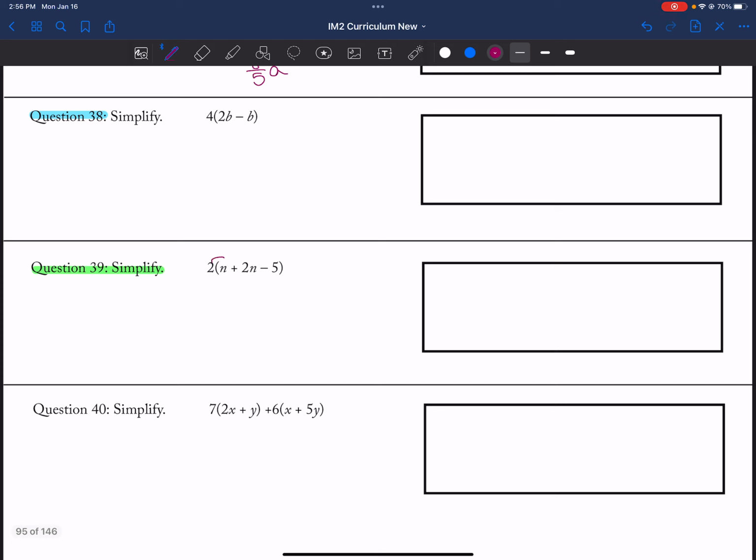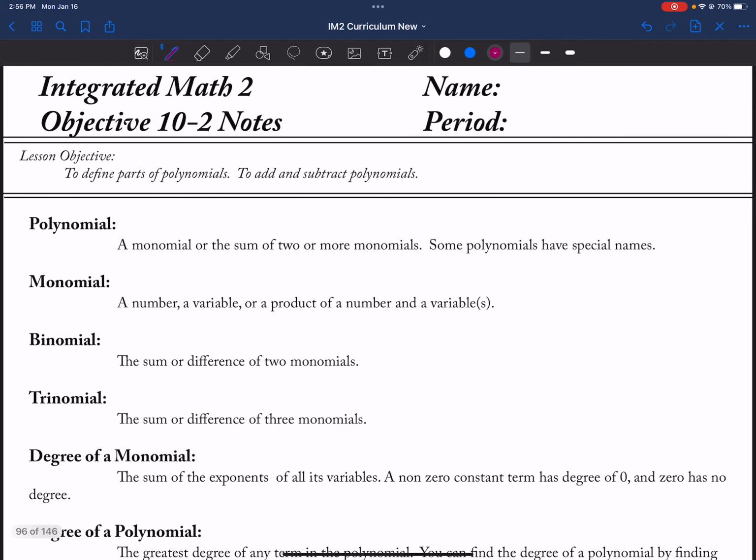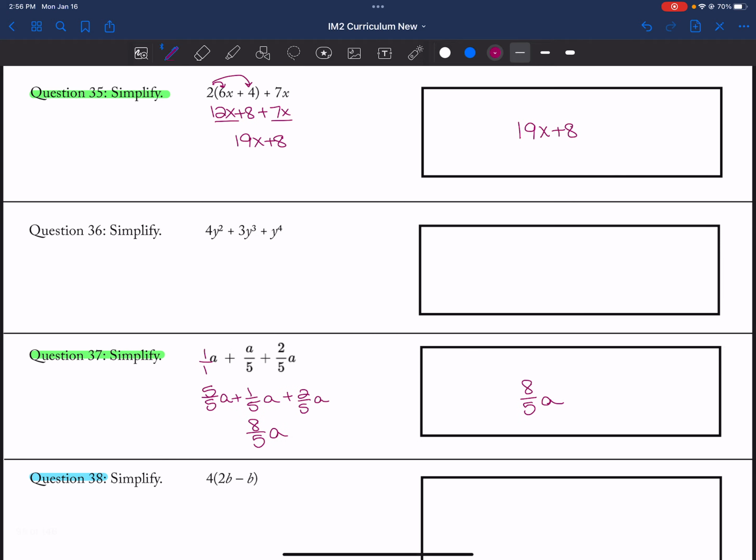And then I'm going to distribute my 2. So 2n plus 4n minus 10. I can combine my n's, so I get 6n minus 10. And then we are done. All right, so if you have any questions, let me know.